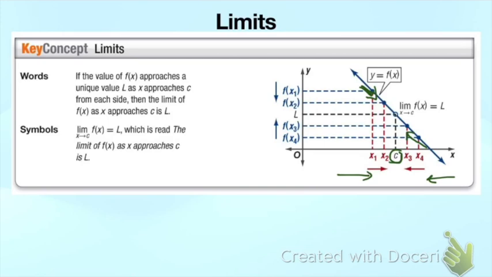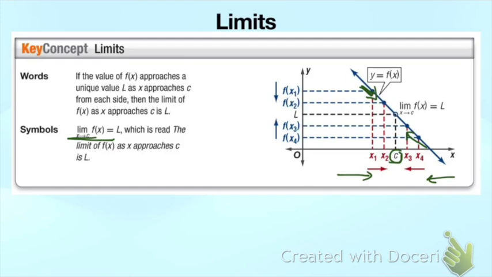We have this notation at the bottom, where it says the limit as x approaches c of f of x is L. L is the y value that you are approaching. You read this as the limit of f of x as x approaches c is whatever that value is. This is the idea of a limit, and limits are very important later on in math. We use them extensively when you get into calculus.